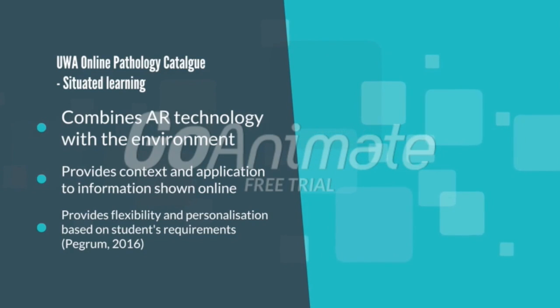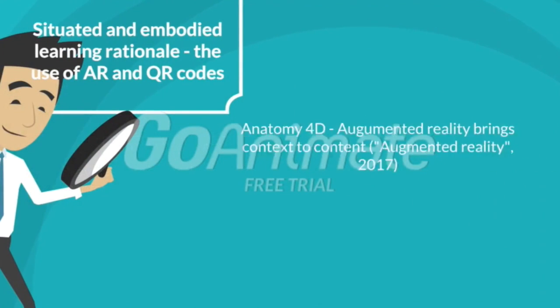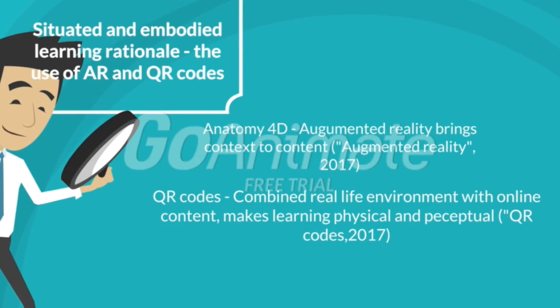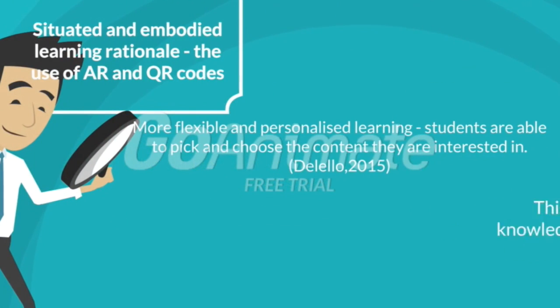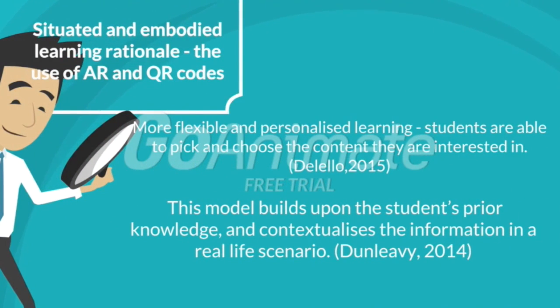The use of these augmented reality apps and QR codes falls under the educational approach called situated and embodied learning. The use of augmented reality application brings context to the content studied, whereas the use of QR codes in accessing the digital catalogue takes a further step and makes the learning process one which is more physical and perceptual. It is proven that the use of bodily actions when learning new content may result in deeper, longer lasting memory traces. In addition, the app allows extremely flexible and personalised learning in the sense that the student is able to choose the specific content that they're interested in.